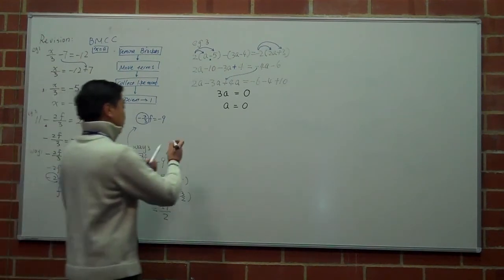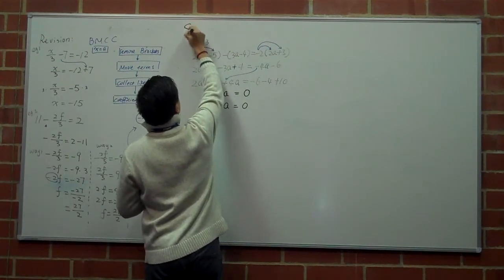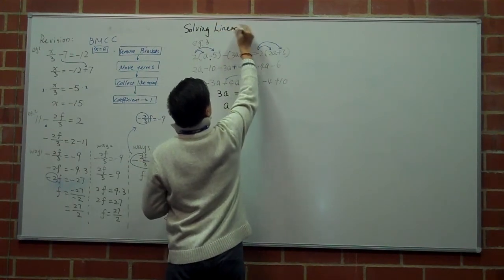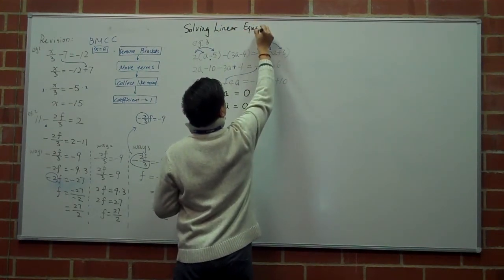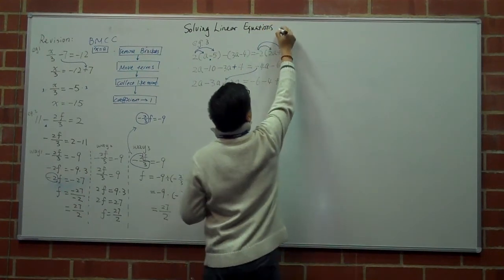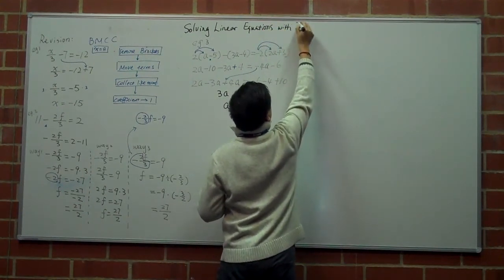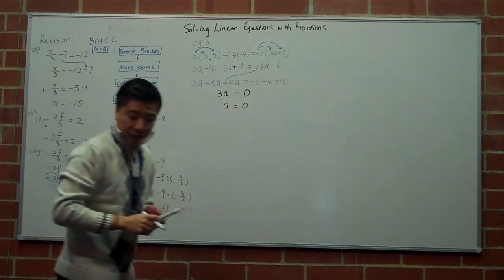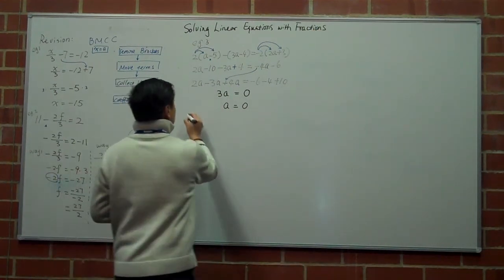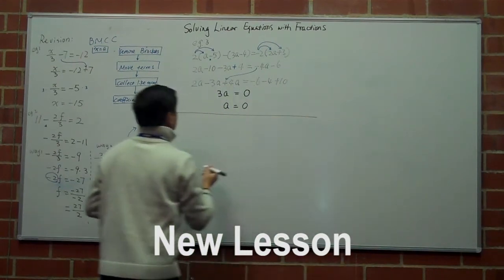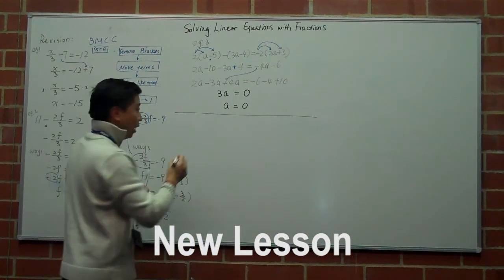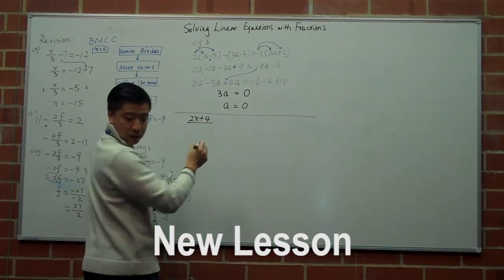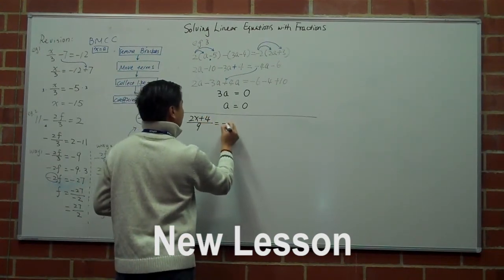Okay? Alright, so solving linear equations with fractions. Okay, now for example, let's have a look at the first one. Draw the line here. Now we have 2x plus 4 over 9 is -2.